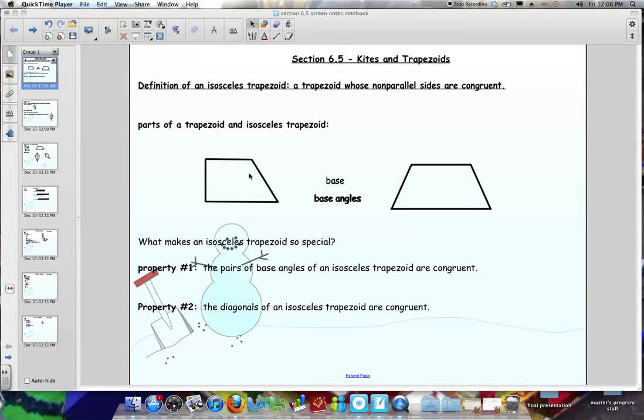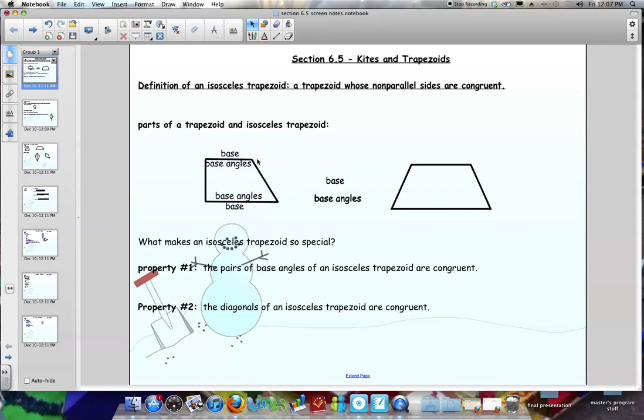The pieces of trapezoids are base angles. There's a pair of base angles here. There's also a pair of base angles up here. Since the parallel sides are considered the bases, then the pair of angles that sit at those bases are called base angles.